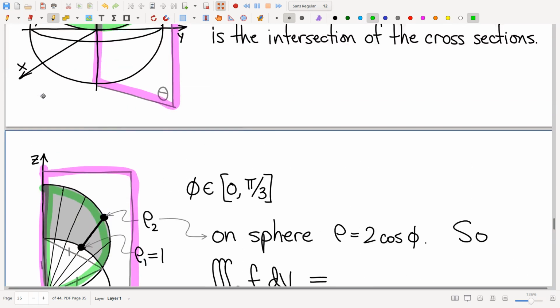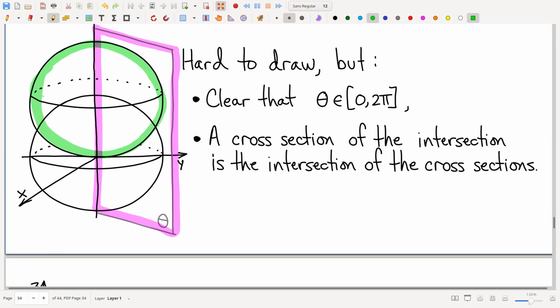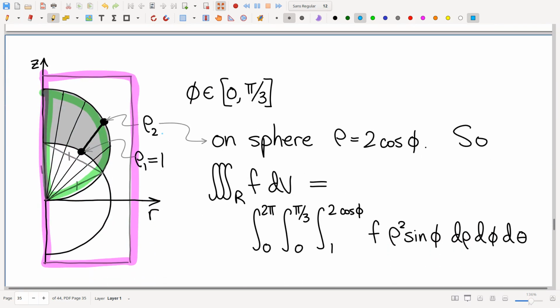Okay, now what else have I got? Well, there's also this blue thing down here. Okay, well, again, it's just a ball. Nothing to it. The purple cross section of that blue ball is just another half disc. It's this blue half disc down here.